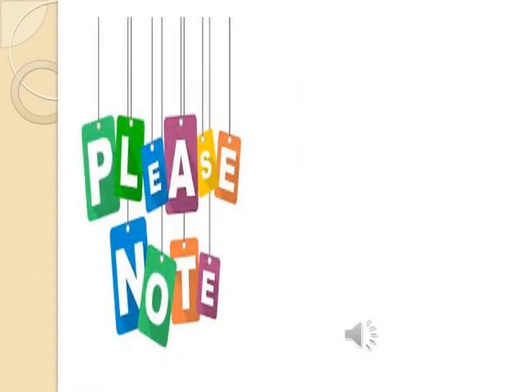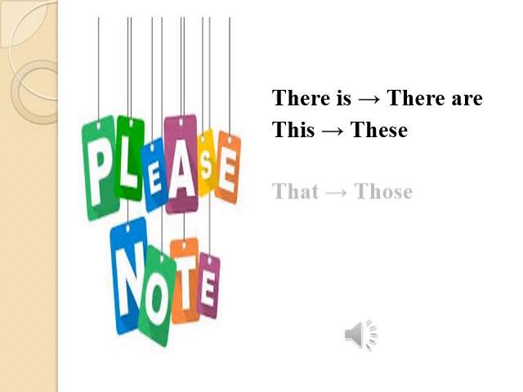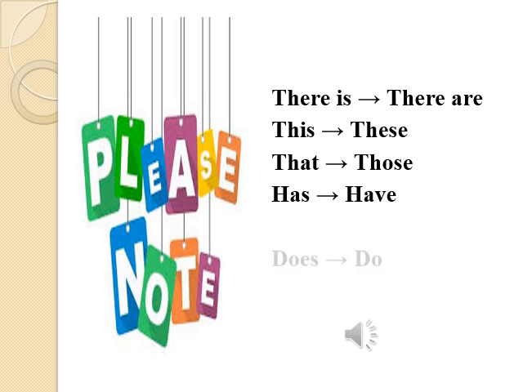Now I want you to take care with these things. When we change the sentence from singular into plural, we have to know that the plural of there is there are. The plural of this is these. The plural of that is those. The plural of has, have. The plural of does, do. The plural of is or am is are.